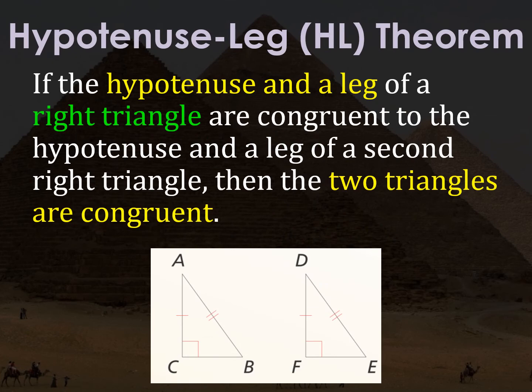So the hypotenuse-leg theorem, or HL for short, says you need three things. You need a right triangle, you need congruent hypotenuses, and you need a congruent leg. So again, you need three things. You need a pair of right triangles, you need congruent hypotenuses, and one of the legs in each triangle, the corresponding legs, have to be congruent. So three things, even though it's just HL where it looks like two, that third thing is a right triangle.